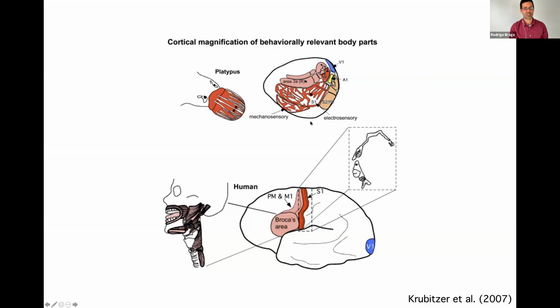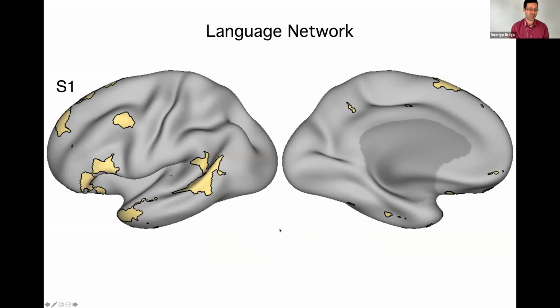So in the platypus, there's a large portion of its brain devoted to mechanosensory and electrosensory information. So the cortex is growing because of the relevance of that sensory modality. And in humans, it's been argued that Broca's area sits where it does because it's so close to regions of the somatomotor strip that control orofacial muscles for articulation that are important for language. So we decided to explore the organization of these regions within these individuals.